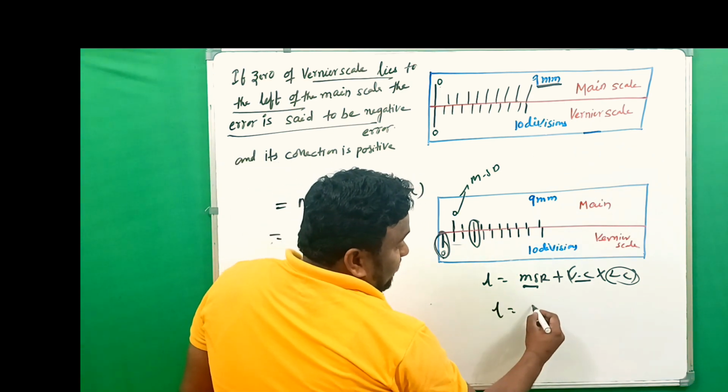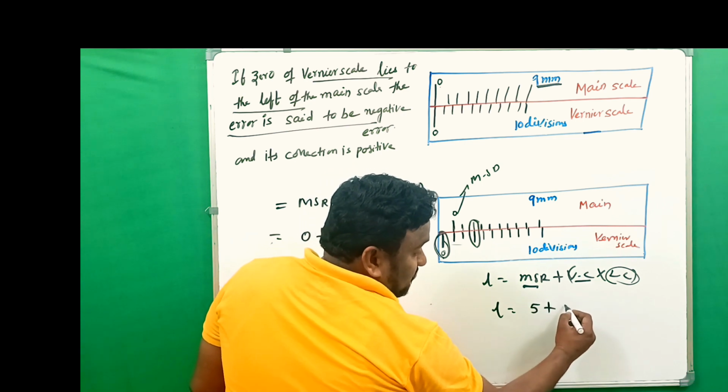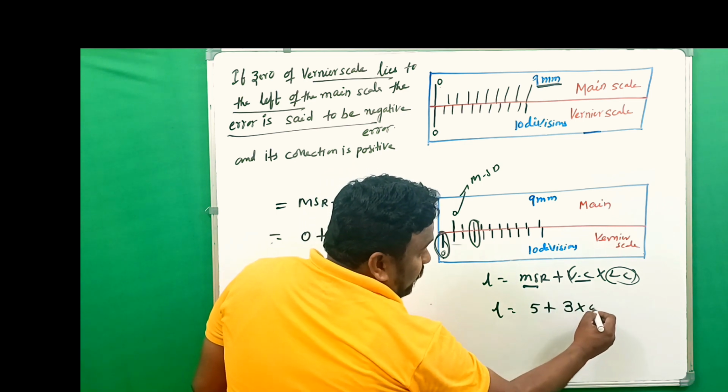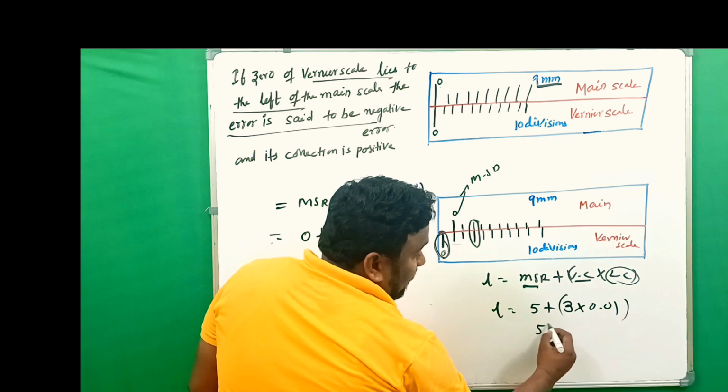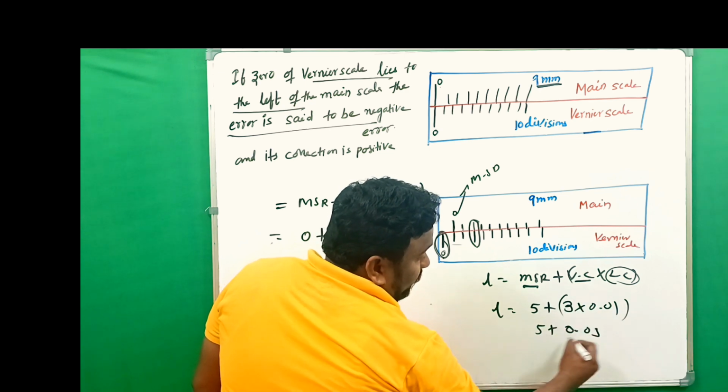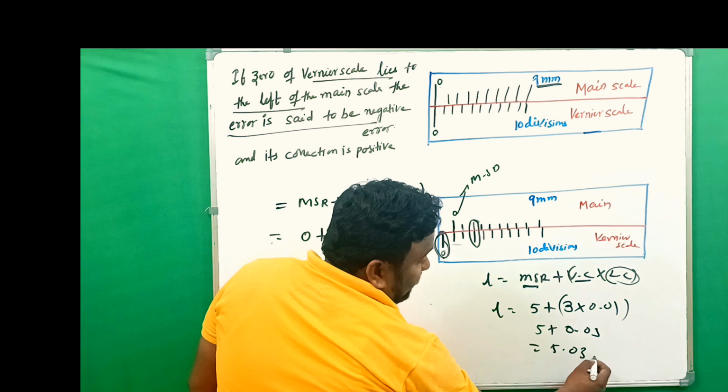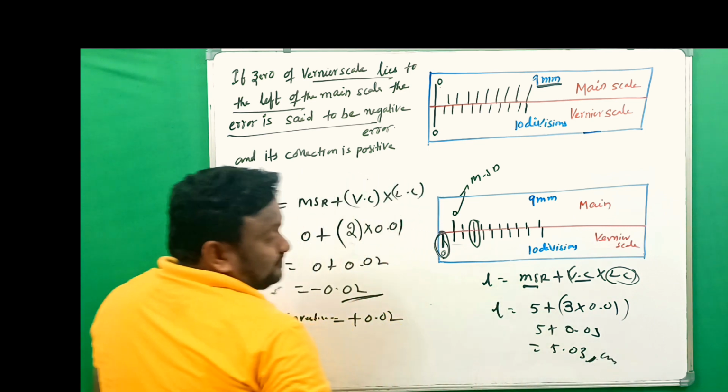L is equal to 5 plus 3 into 0.01. Now 5 plus 0.03. What do we write here? 5.03 is the answer.